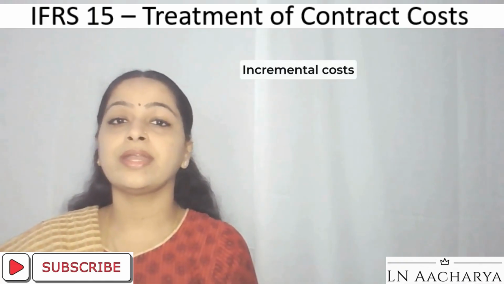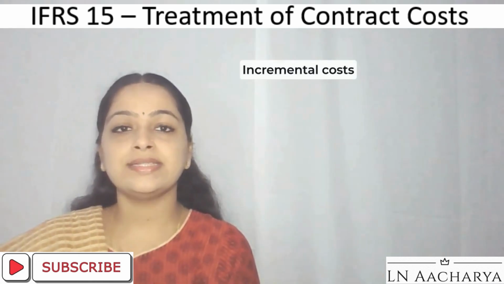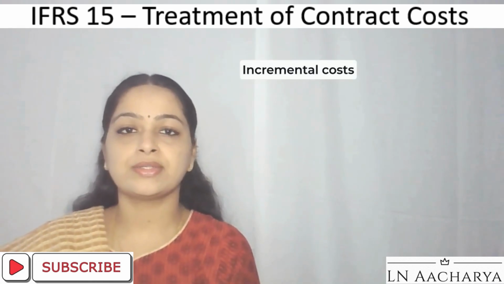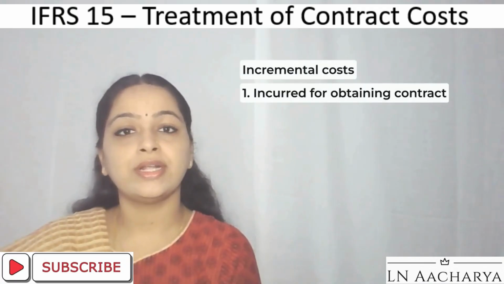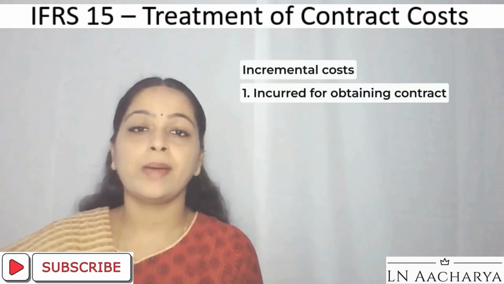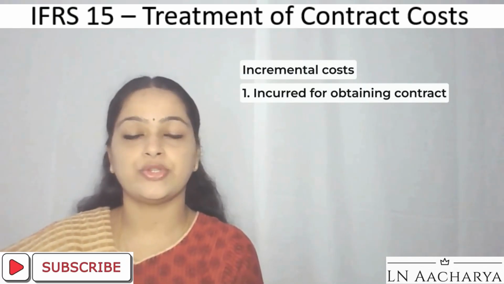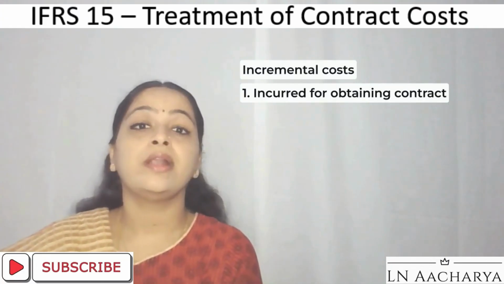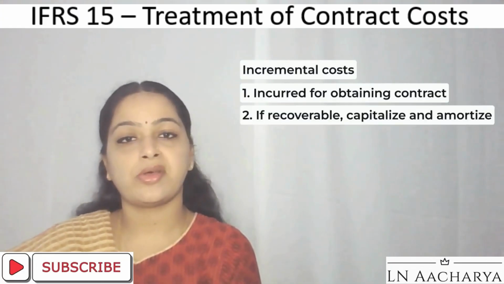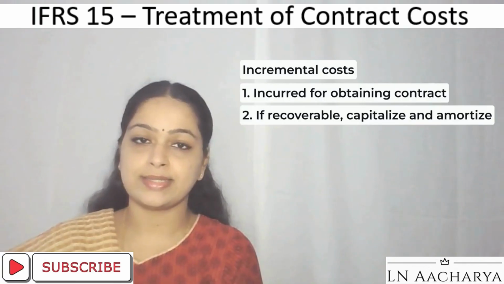First, let's talk about incremental costs. These are the extra costs which an entity incurs solely to obtain a contract. Meaning, if the contract wasn't secured, these costs wouldn't exist. A prime example would be sales commission. So, how do we account for them? Well, the rule is very simple. If an entity expects to recover these costs, they should be capitalized as an asset.